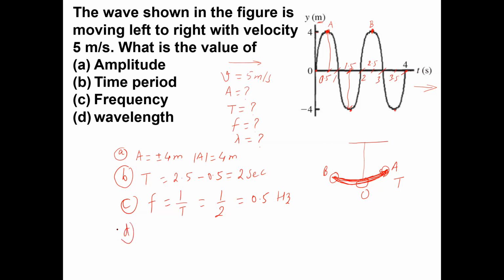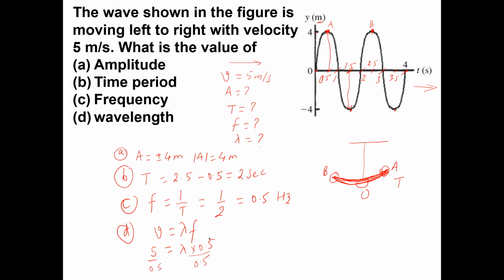Now, part D, you have to calculate wavelength. To calculate wavelength, you have an equation relating velocity, frequency, and wavelength. That is v equals lambda times f. Velocity is equal to wavelength times frequency. So substitute the values that are given. Velocity is given as 5, equal to lambda, which you have to calculate, and the frequency you calculated right now is 0.5. So divide both sides by 0.5.